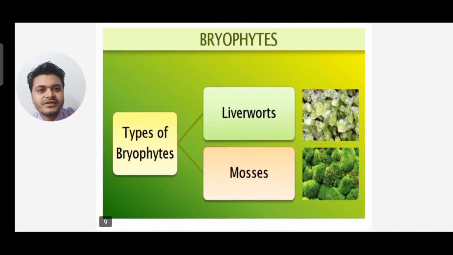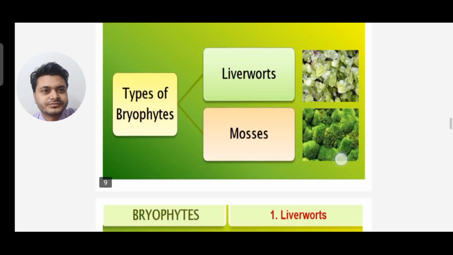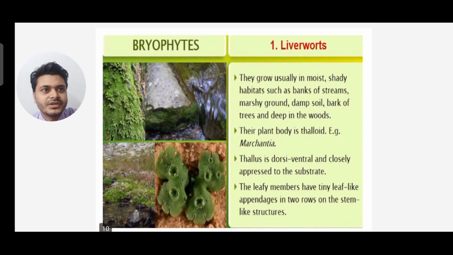Now you can see bryophytes, types of bryophyte. One is liverworts, one is mosses. You can see the diagrams. The examples you can see, diagrams are given. So first is liverwort. What are liverwort?